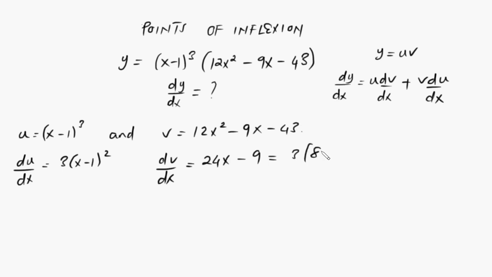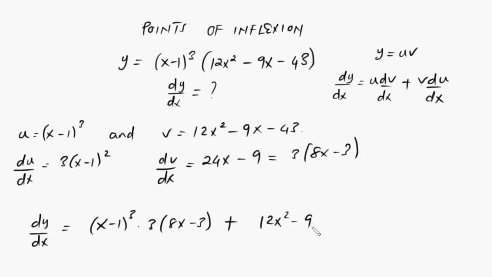This is just equal to 3 kitoa nje there, okay? So my dy/dx now is going to be equal to u is (x minus 1) cubed times 3(8x minus 3), plus v is 12x squared minus 9x minus 43 times du/dx is 3(x minus 1) squared. So what a very long algebraic expression. I have to simplify it.